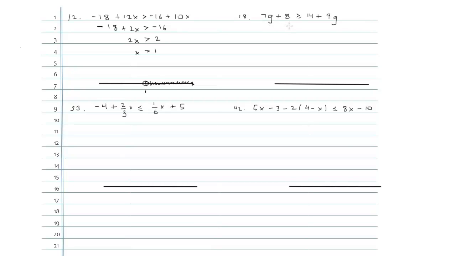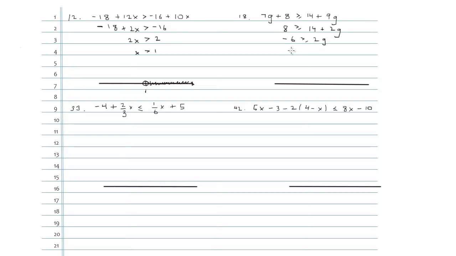Here I prefer to get rid of the smaller number of variables, so I'm going to subtract the 7g to the other side. 9g take away 7g will be 2g. I'll subtract this 14 to the right side. That'll give me negative 6 is greater than 2g.